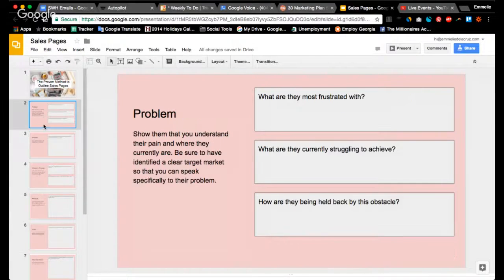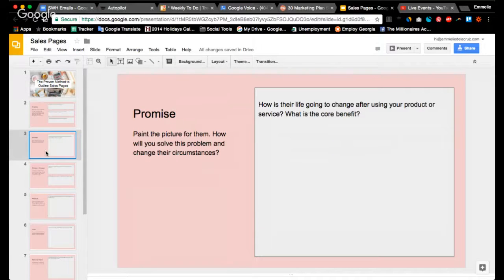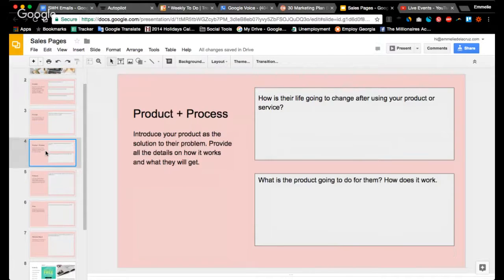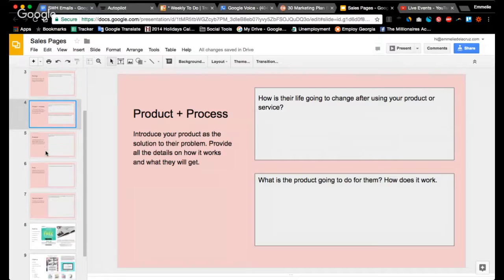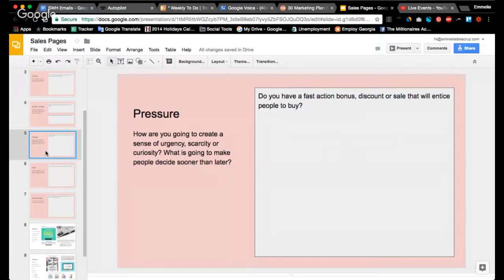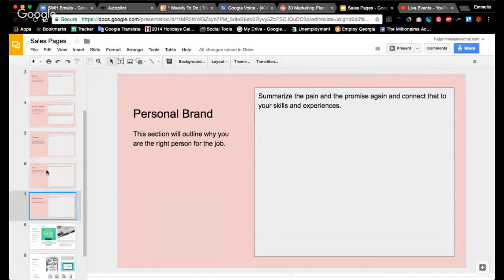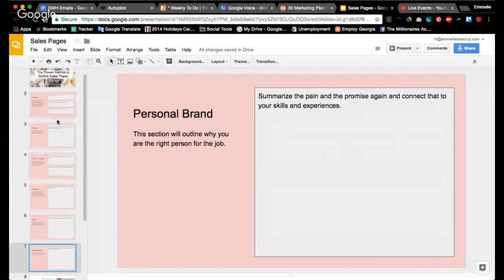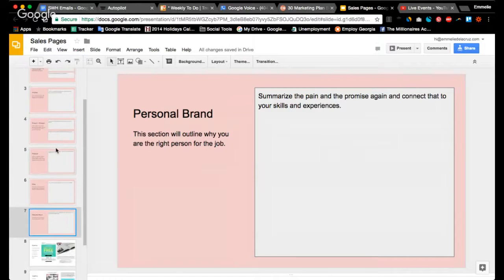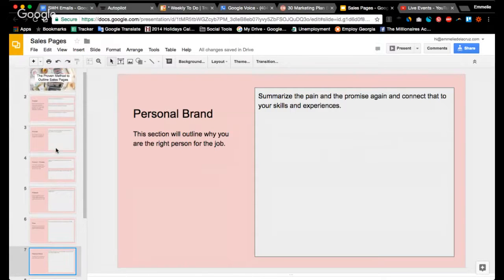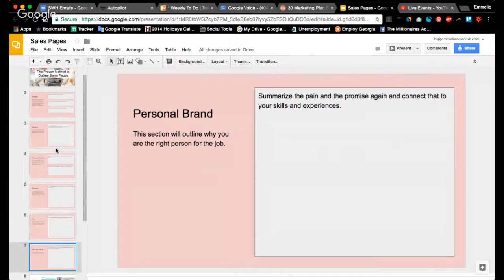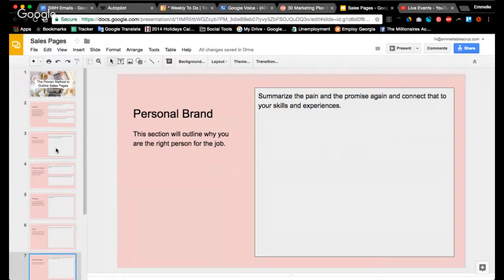We have the problem, we have the promise, we have the product and the process, we have pressure, the price point, and then your personal brand. All of these things you want to list out on your sales page in order to convert more sales. We can't leave out any of these pieces because they're pieces that people need in order to make the decision.